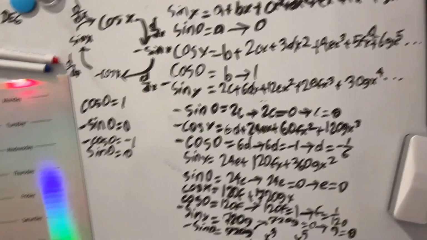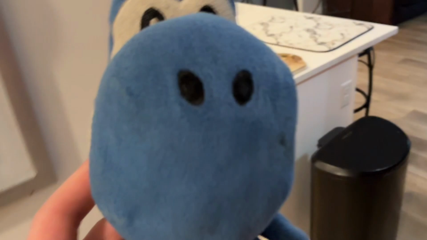Alright, it took me a long time, but I did the Taylor series for sine of x. This is the other half that will help us combine it with cosine of x to help us get something related to e to the x.